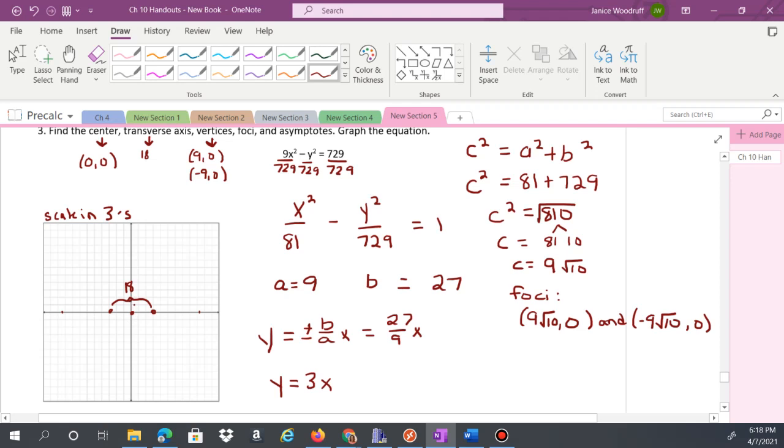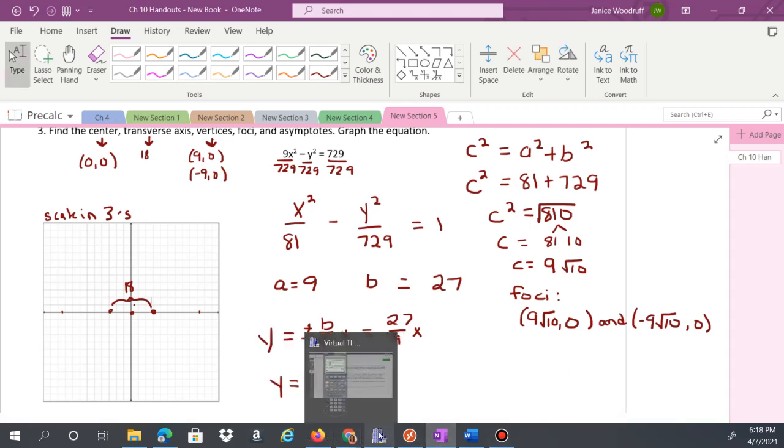Or you could do 27. So 3, 6. I don't feel like counting all that. So let's actually look at what this looks like in a professional graph with drawing, instead of drawing it out.